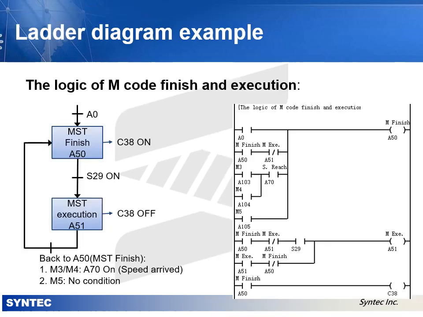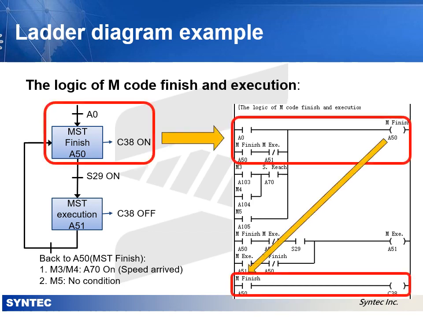The logic of M-code finish and execution. According to the left MSD, the initial condition of the A50 state is A0, upper triggered for booting, and using self-holding to maintain. The output of the C38 device is triggered in this state. This state is interrupted when the A51 state is triggered.